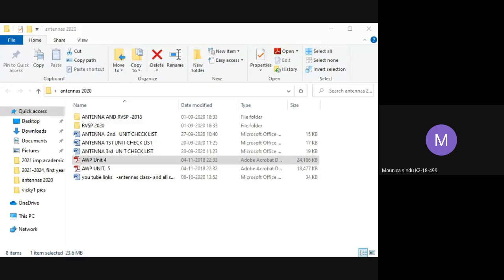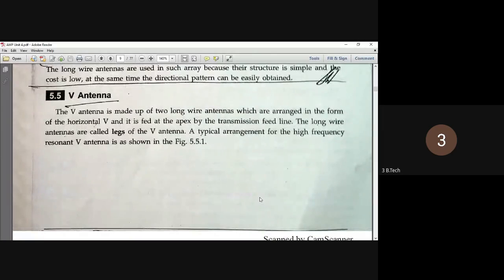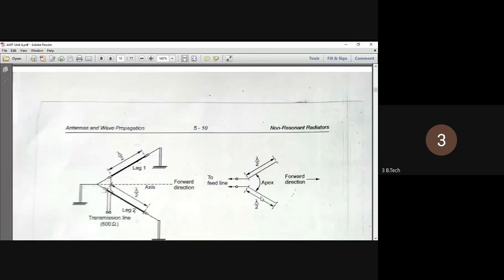Two long wire antennas are arranged, sir, and if we give feeding at one end, and it has the center of axis is data, I mean data 1, data 2, and it has three supporters. Visible? Yes, sir. Now the screen is visible? Yes, sir. Okay, you can continue.